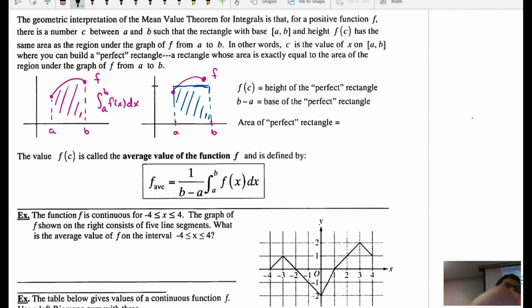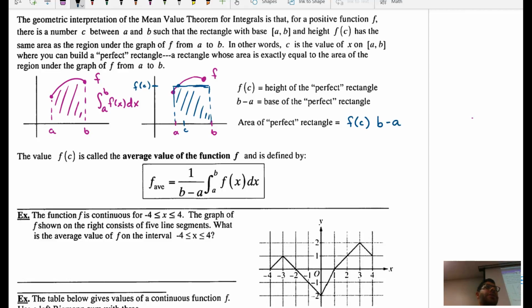The height of this rectangle, I'm going to call f of c. And the x value is called c, some number between a and b, where the height of that perfect rectangle is f of c. What would the area of that rectangle be? b minus a is the base of the rectangle times the height, which is f of c. So f of c times b minus a.